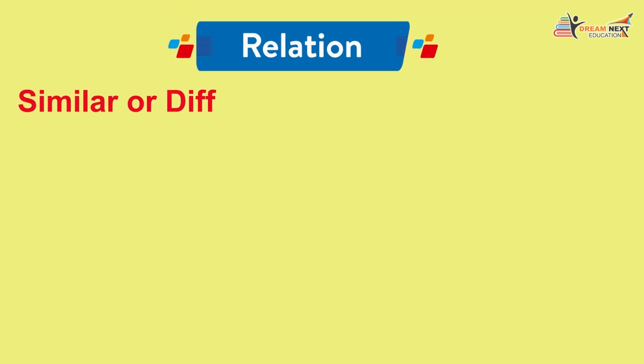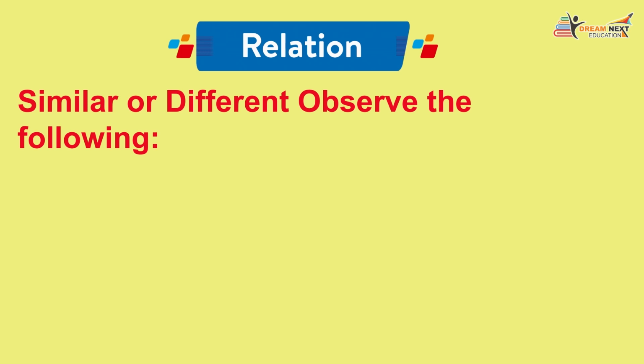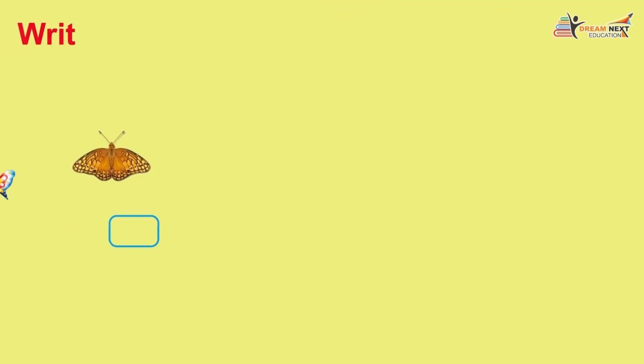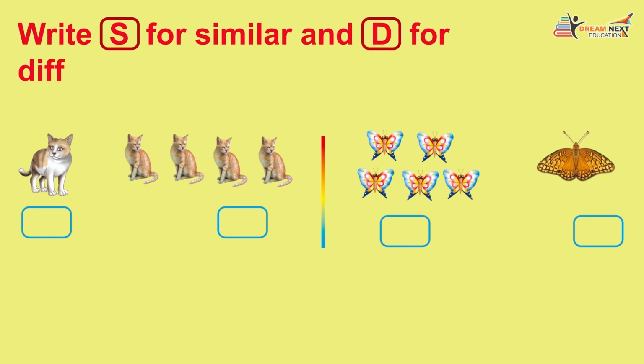Relation. Similar or different, observe the following. Similar, different. Different, similar. Write S for similar and D for different.